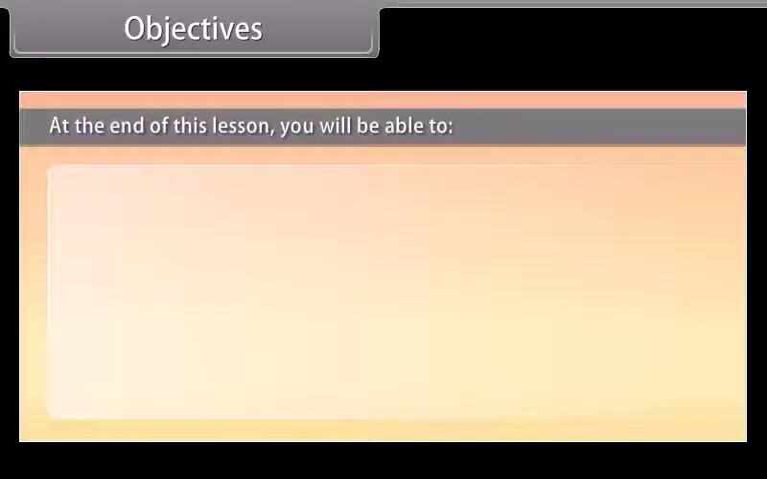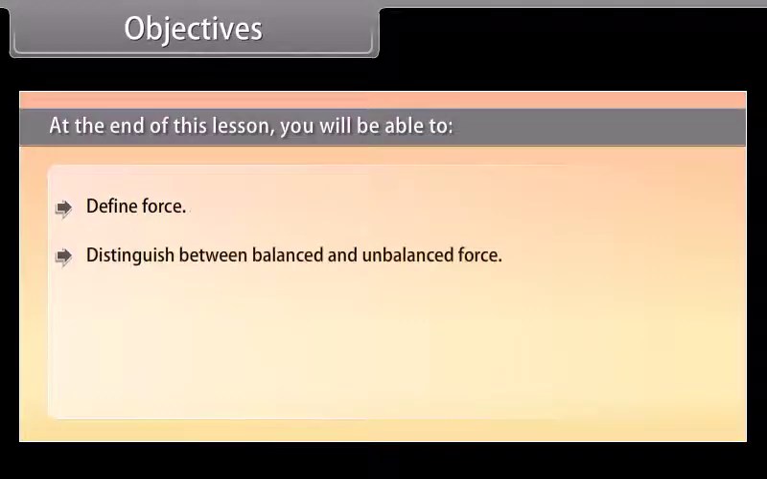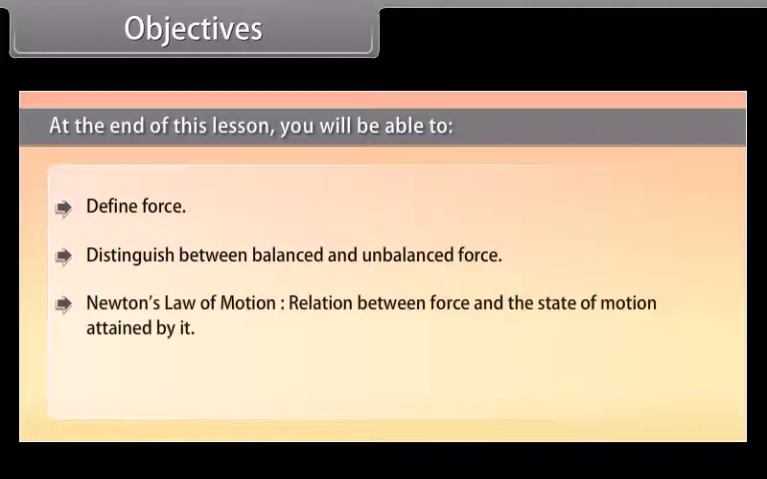Objectives. At the end of this lesson, you'll be able to define force, distinguish between balanced and unbalanced force, Newton's laws of motion, relation between force and the state of motion attained by it, understand the conservation of momentum.